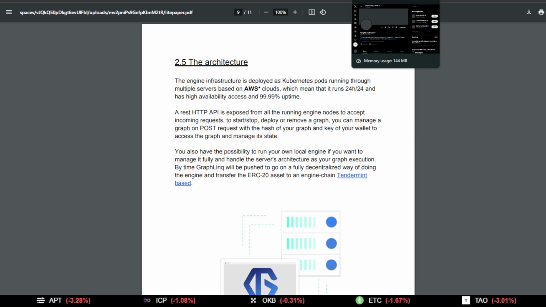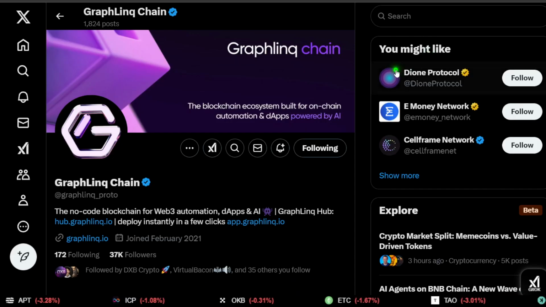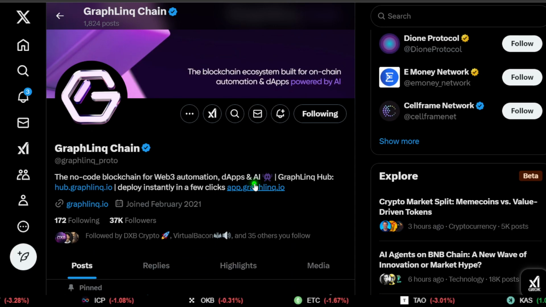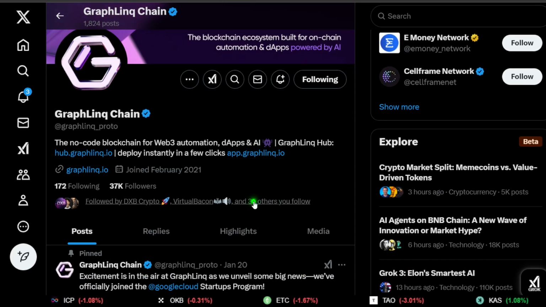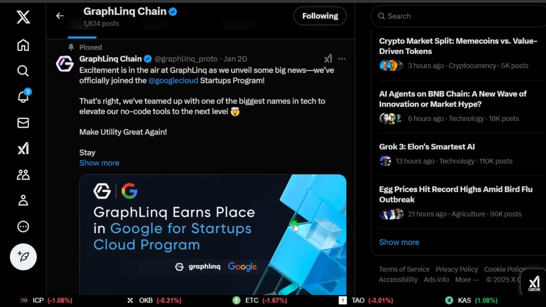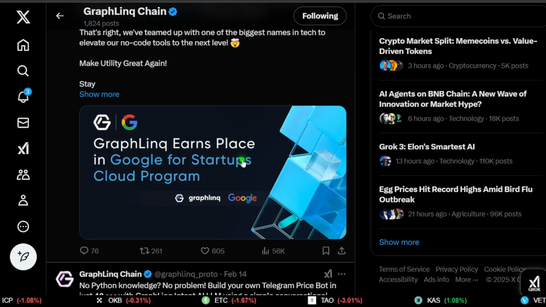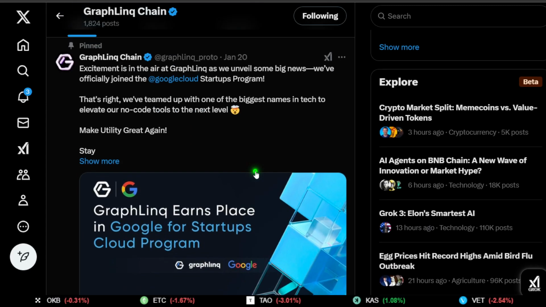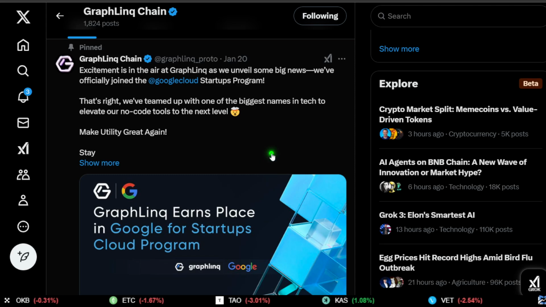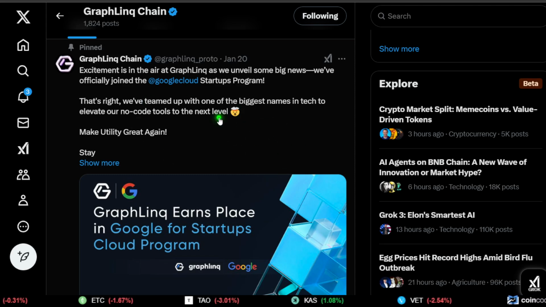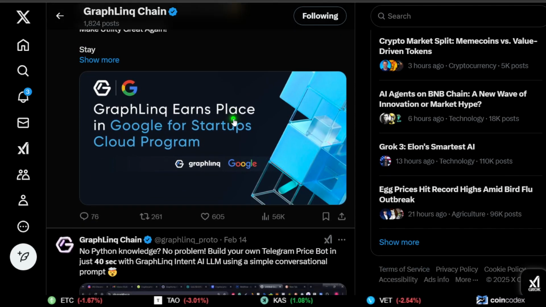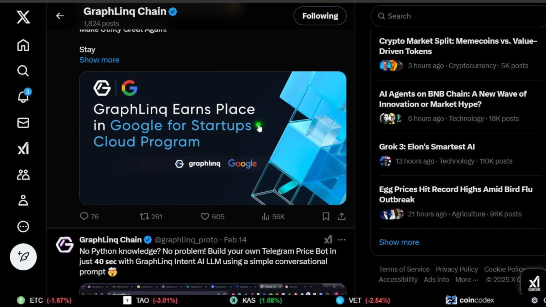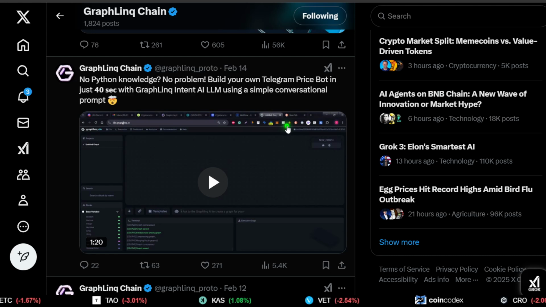Now let's move on. Let's take a look at some of the socials. They're very small, but they've got 37,000 followers, some heavyweights following them, which is good. And Graphlinq earns a place in Google's startup cloud platform. This is cool, but it has no value to me. I'm in this space. I know what this space is all about, and this is cool, but any project could earn this place. It's not a very exclusive thing.